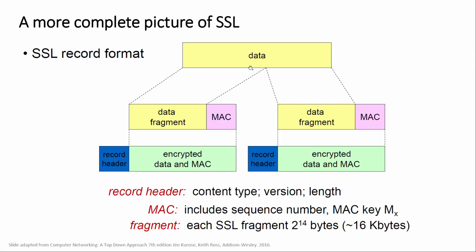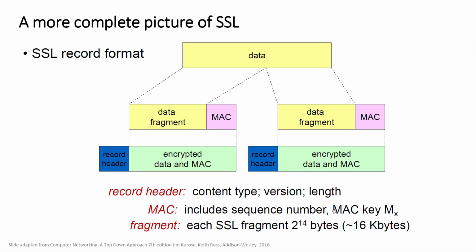So you have the data. It is divided into data fragments. MAC is calculated with the secret key for the MAC, and it is appended at the end. Then this is encrypted, so this is a MAC-then-encrypt algorithm. Then you have a record header at the beginning. The record header contains type, version, and length.